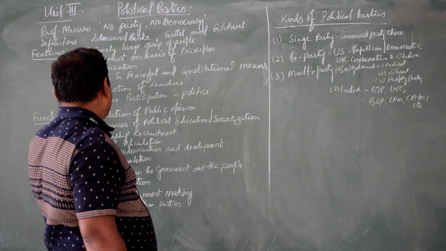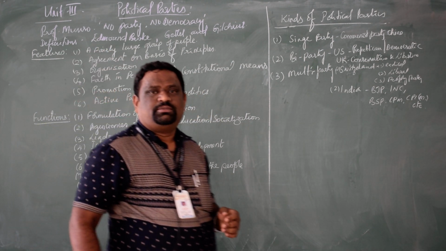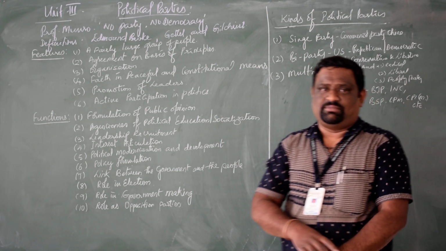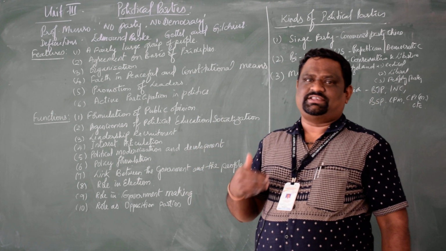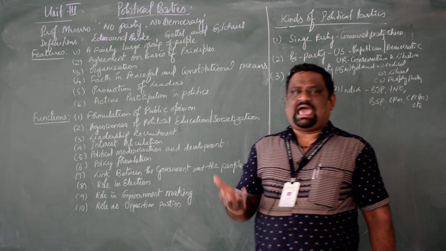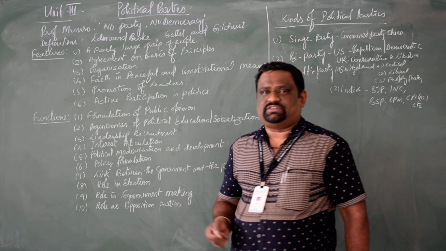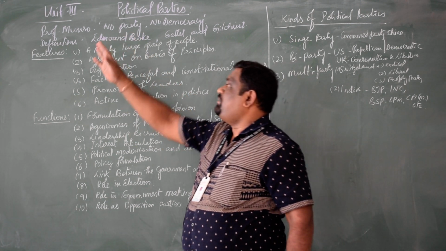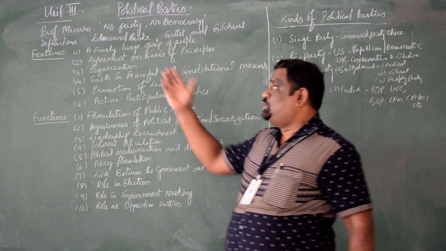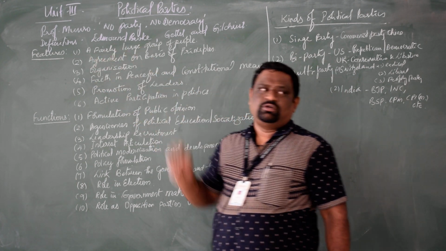Now let me move on towards the features of political party. See, when you look at one particular system, it is very easy to understand and easy to define that system based on the characteristics or the nature of the system. In this way, political parties have certain set of values, certain set of goals. Those goals and values are now features.